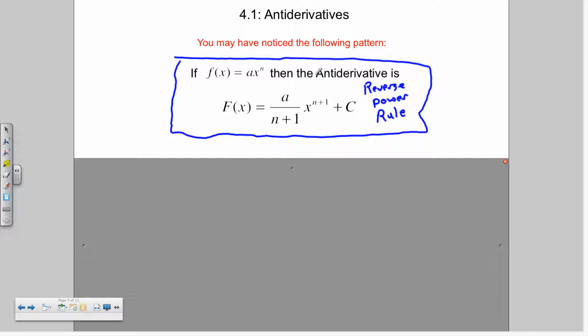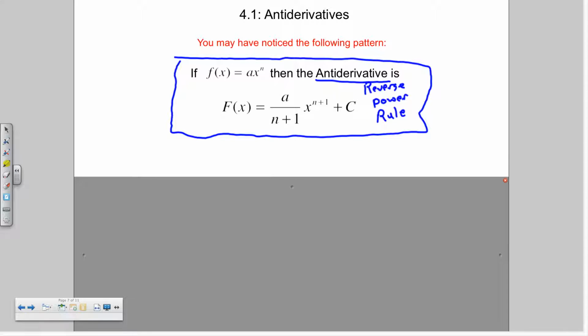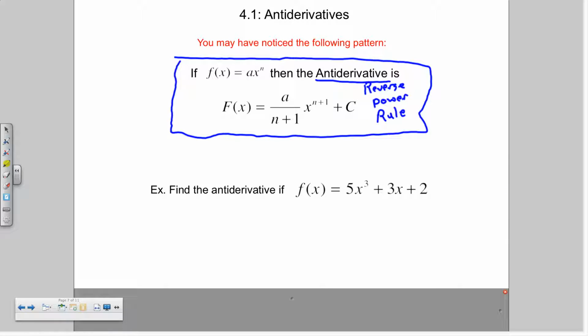Now, antiderivatives, I should say, might seem very simple right now. However, they can get very complicated, especially when we start doing the anti-chain rule. There's also an anti-product rule, but it gets very deep. Just like division is harder to do than multiplication, antiderivatives are harder to perform than derivatives. All right. So let's just take a look at this example quick.